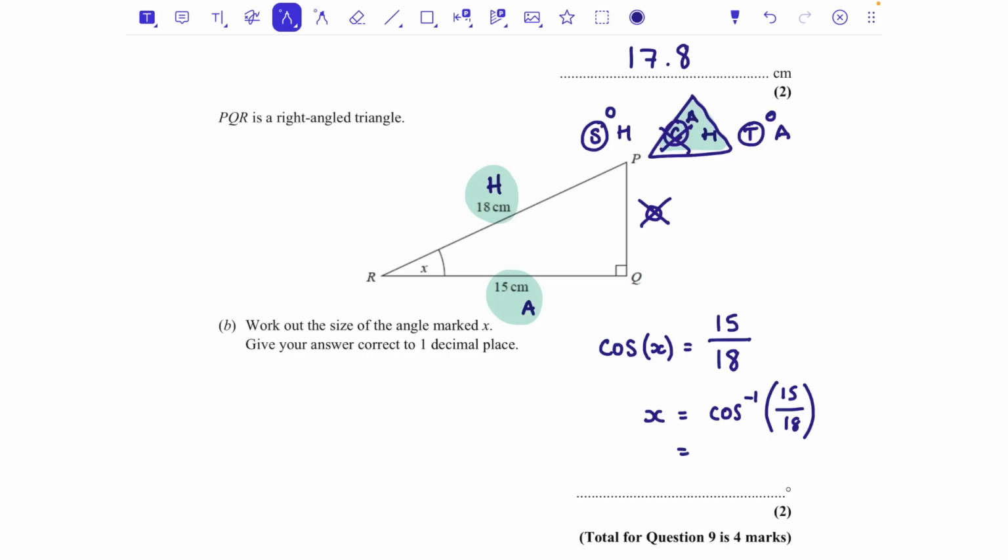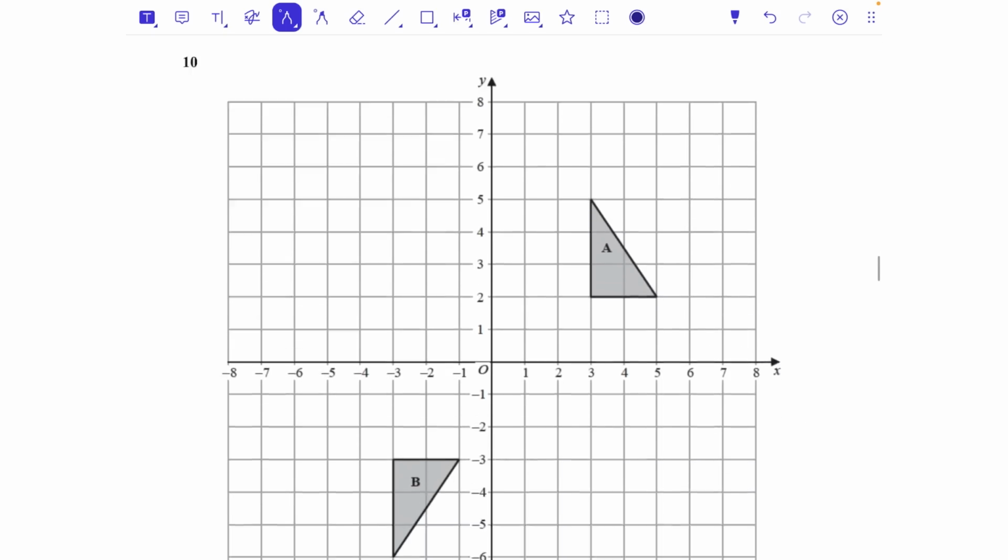And that is 33.557. It's a sensible answer, isn't it? If you've got something like 839, you think, that doesn't make sense, that can't be an angle. But here, 33.557, I'm happy that that's a sensible answer. I'm going to round it to one decimal place, so 33.6 degrees.